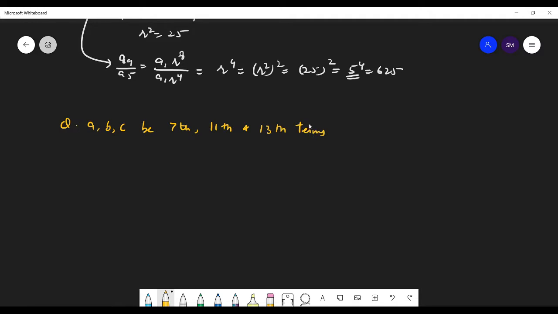13th terms respectively of an AP. If these are also three consecutive terms of a GP, then you have to tell what is A by C equals to. Okay, solve it out. This question is also quite simple.